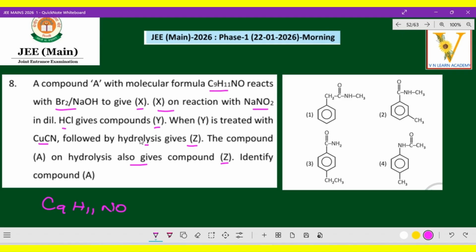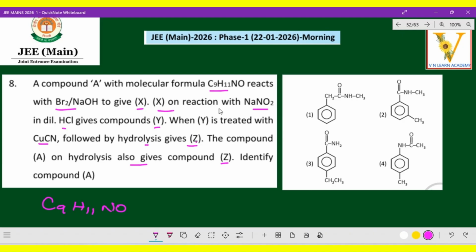CuCN followed by hydrolysis, compound Z: the diazonium chloride, when it reacts with CuCN, it is a Sandmeyer reaction, right? The Sandmeyer reaction is followed by hydrolysis. Hydrolysis means you will be getting a carboxylic acid. So the compound Z might be a carboxylic acid. Then compound A, directly you can go for hydrolysis, you will get that compound Z. So let us check carboxylic acid only as the final answer. Let us check which compound might be that A.